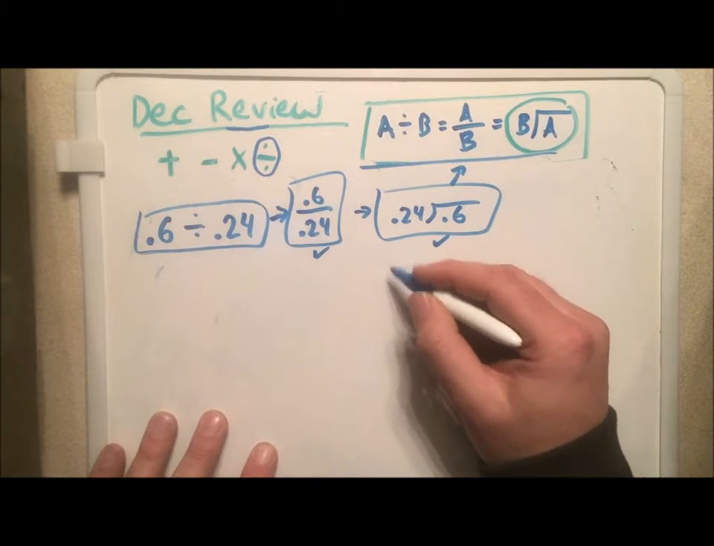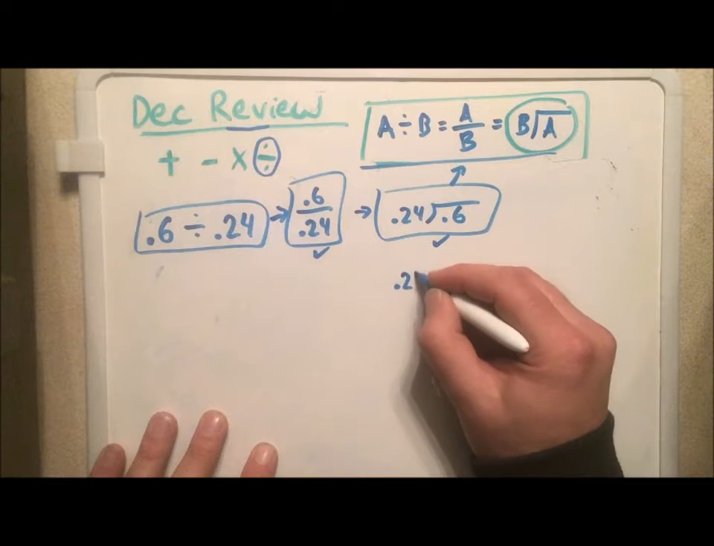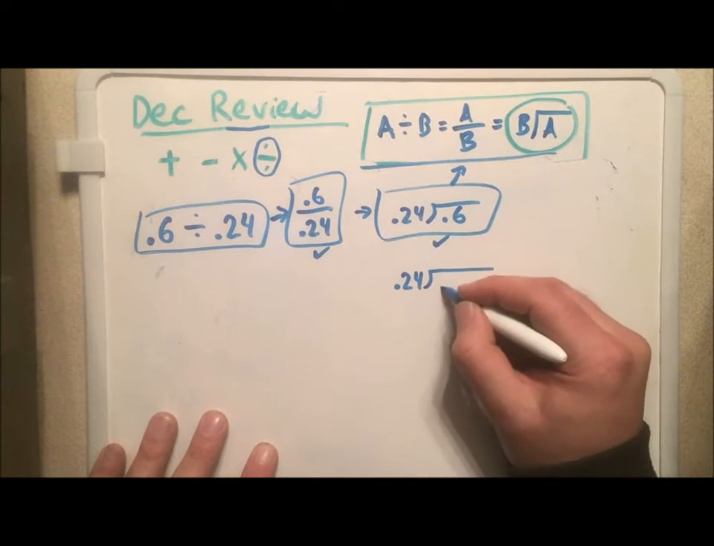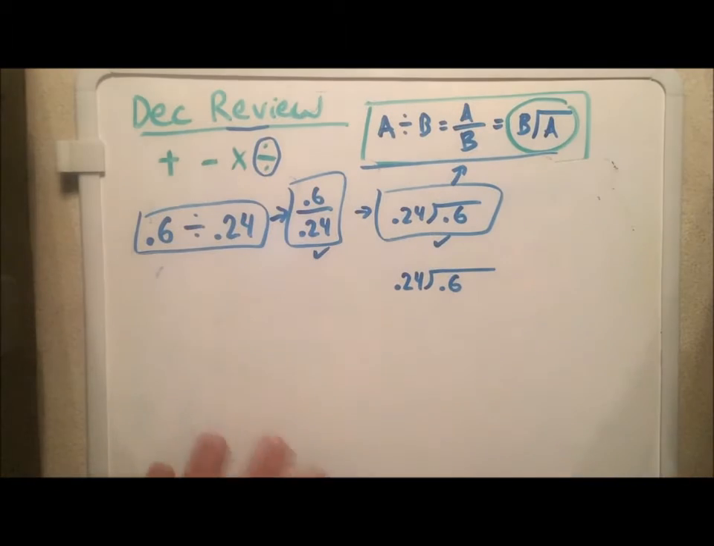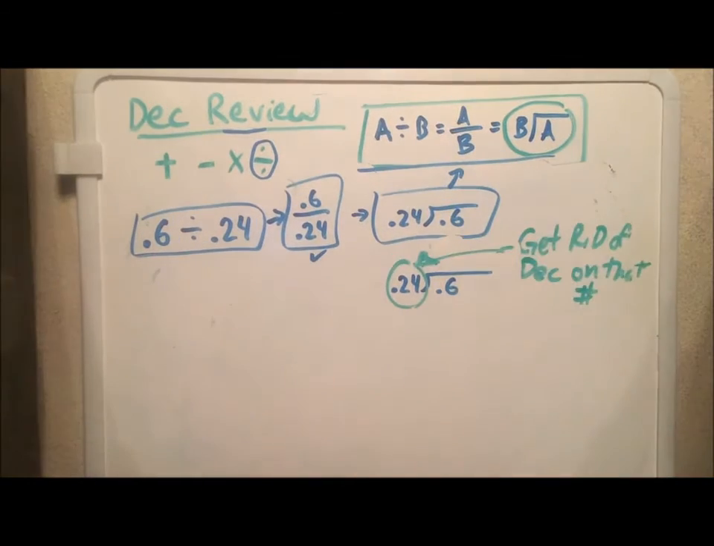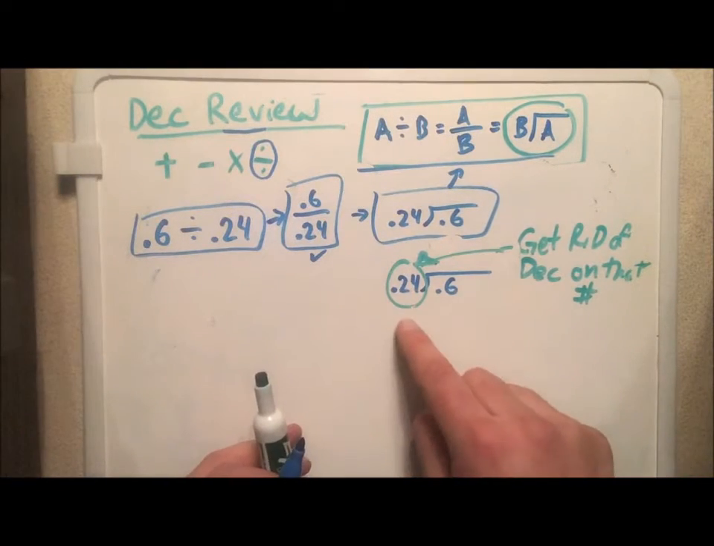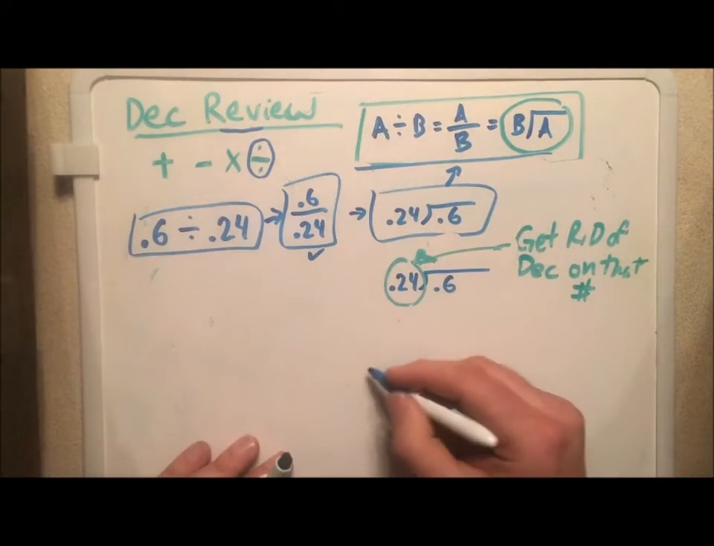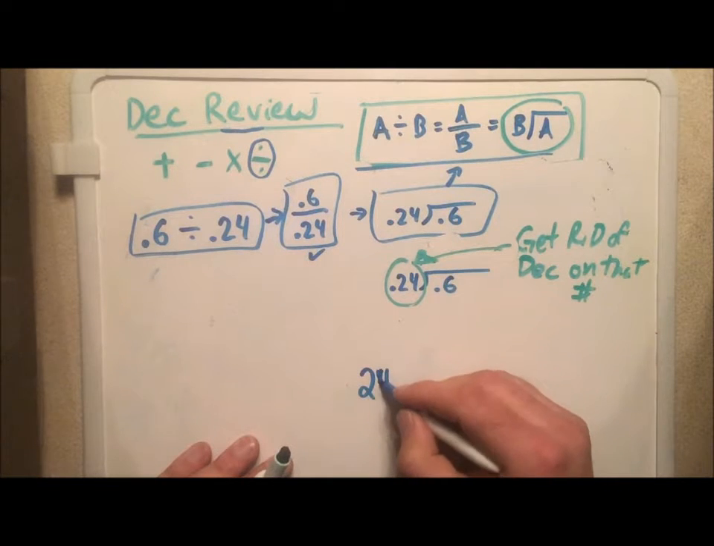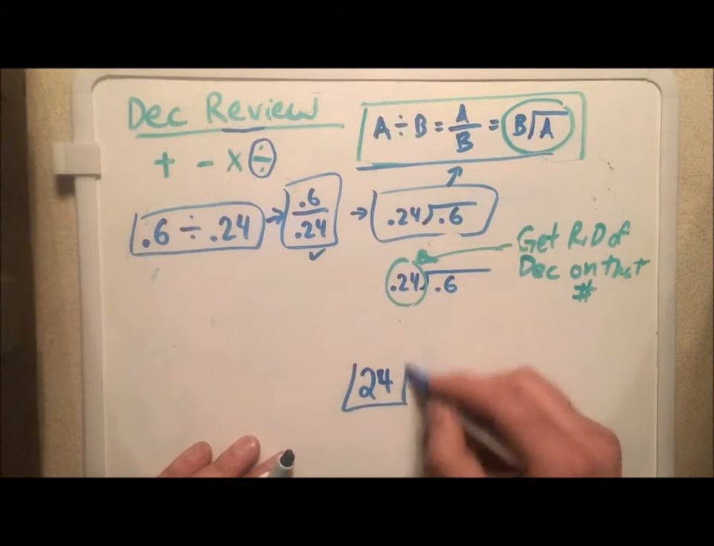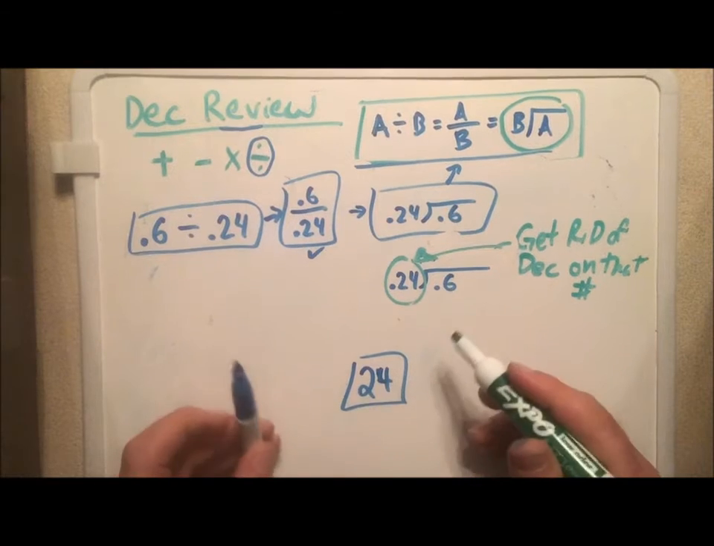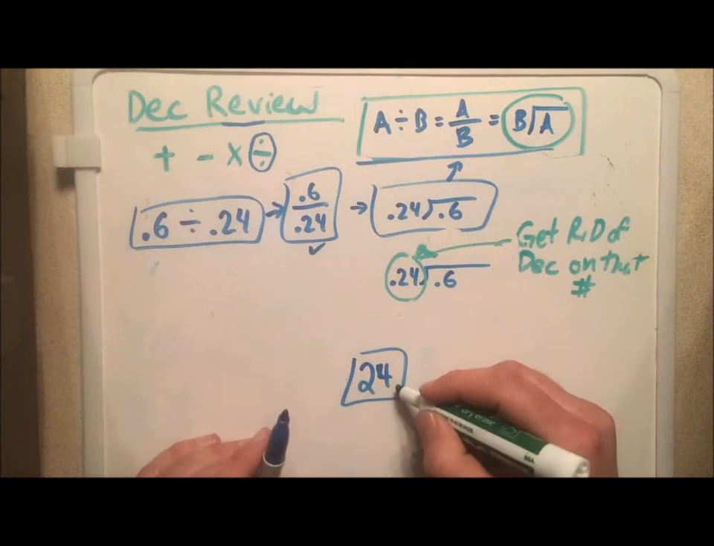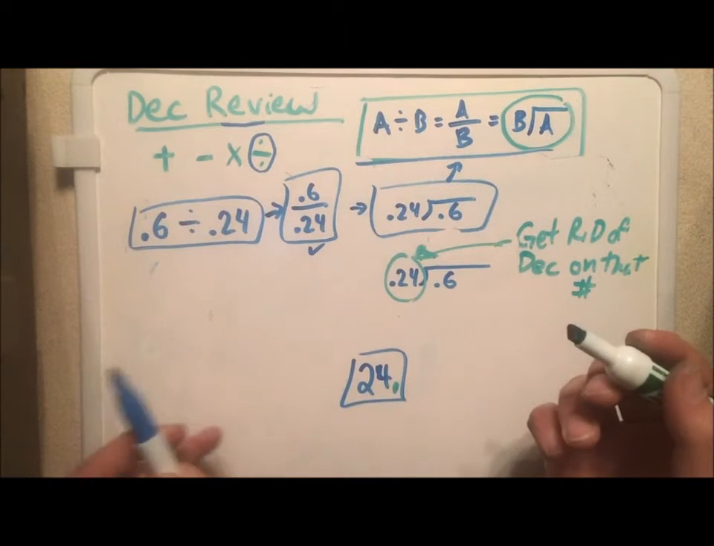The first thing you want to show on your page is the original question, always. 0.24 and 0.6. That's the first thing. All right, so we want to get rid of the decimal on this number. And we ask ourselves, wouldn't it be nice if we just had the number 24? If we had the number 24, there would be no decimals in play, but there would be an invisible decimal right here. And every number has an invisible decimal.